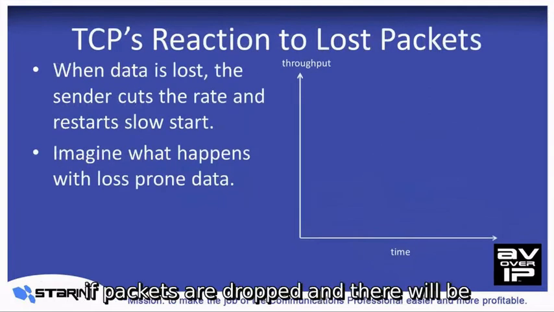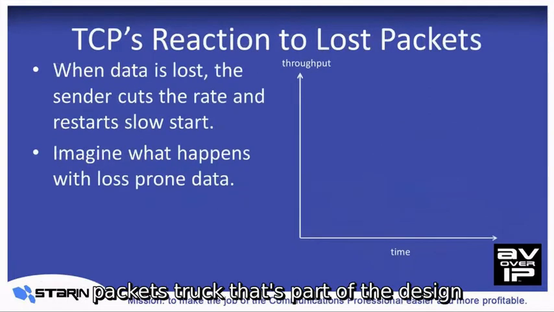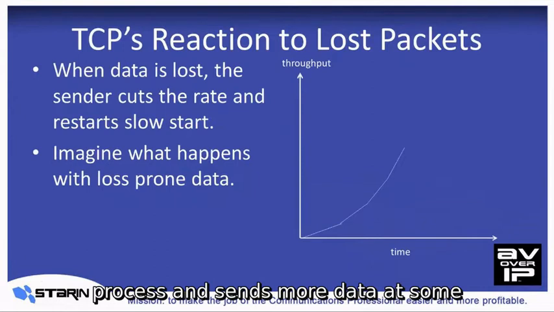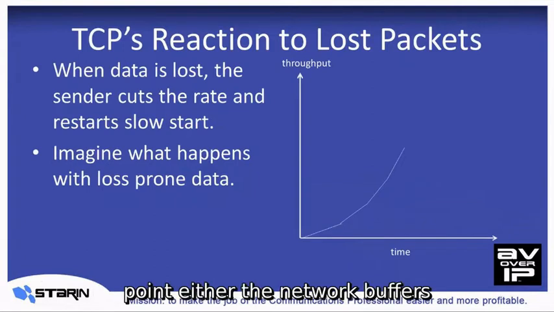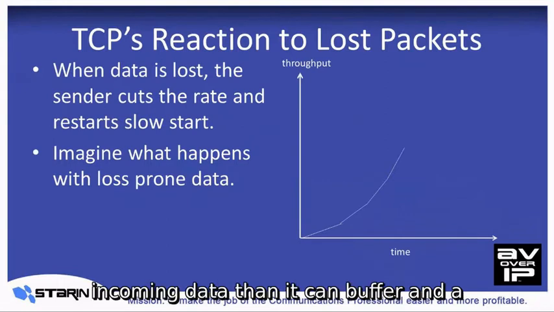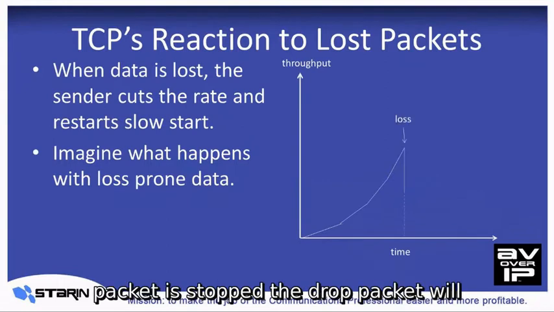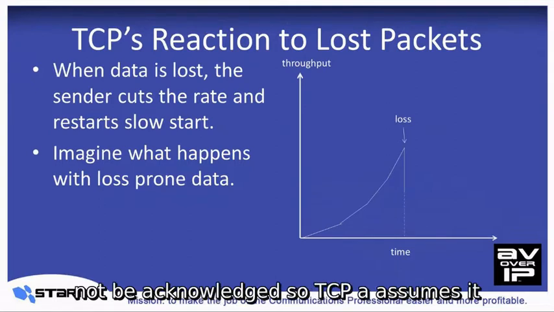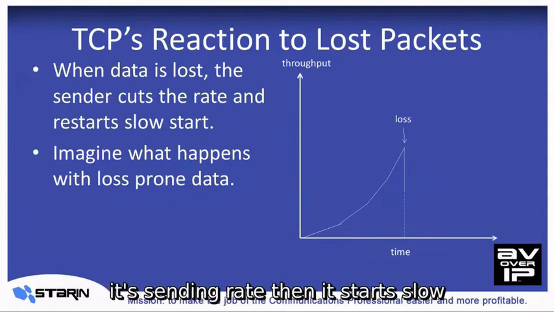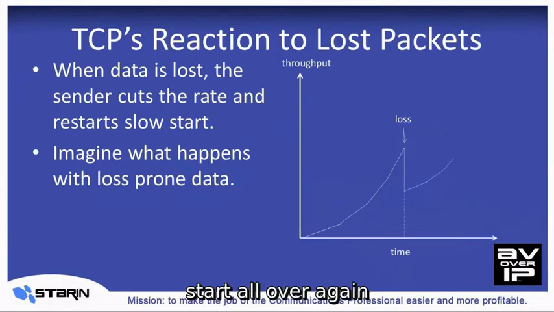But what's going to happen if packets are dropped? And there will be packets dropped. That's part of the design, as I'll explain. TCP starts its slow start process and sends more data. At some point, either the network buffers overfill or the receiver gets more incoming data than it can buffer, and a packet is dropped. The dropped packet will not be acknowledged, so TCP-A assumes it sent the data too quickly and it cuts its sending rate. Then it starts slow start all over again.